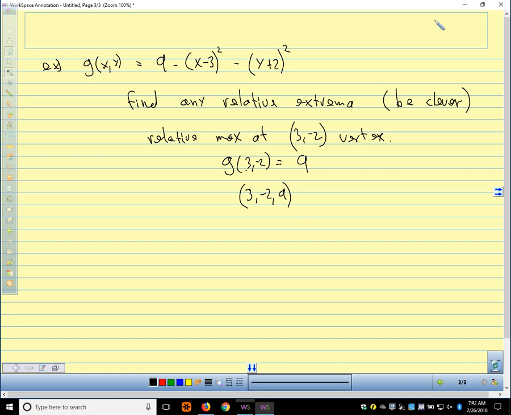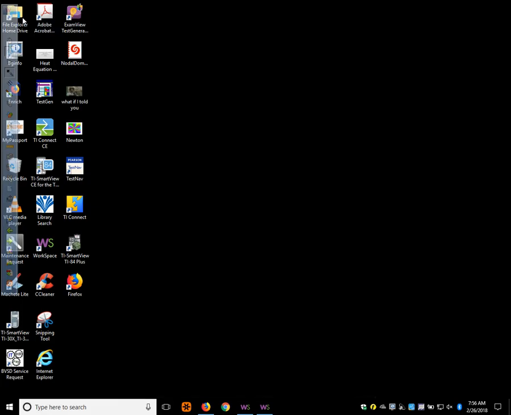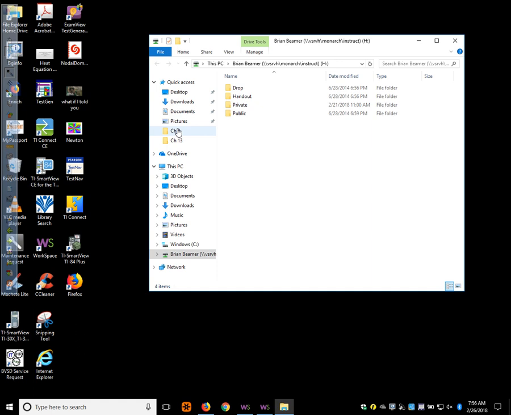Can we do that clever thing? If you explained it, if you say this is a paraboloid that opens downward, the maximum is going to be at the vertex, that'd be fine.